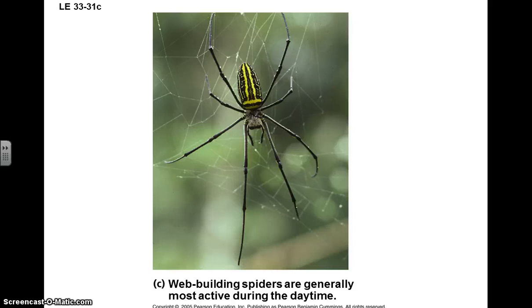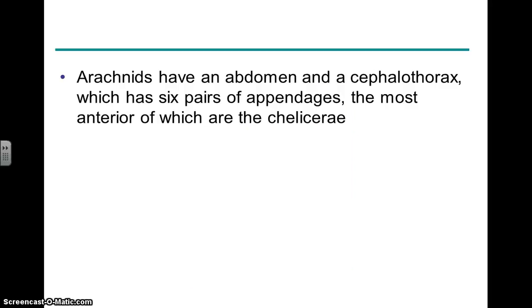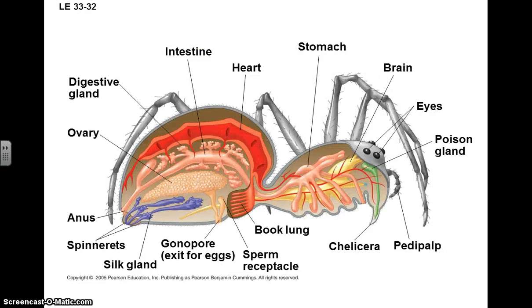Spiders, that 8 legs again. They're in the arachnids, which again, some segmentation, segmented appendages, multiple eyes. The spinnerets, they can spin their webs.